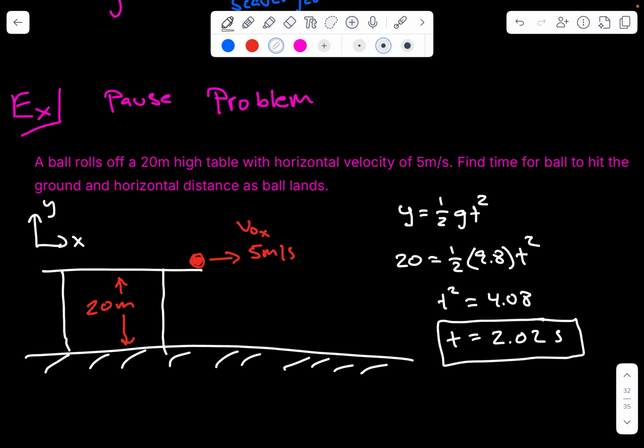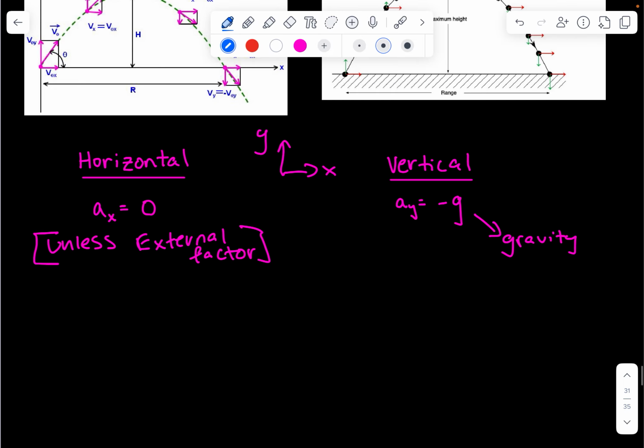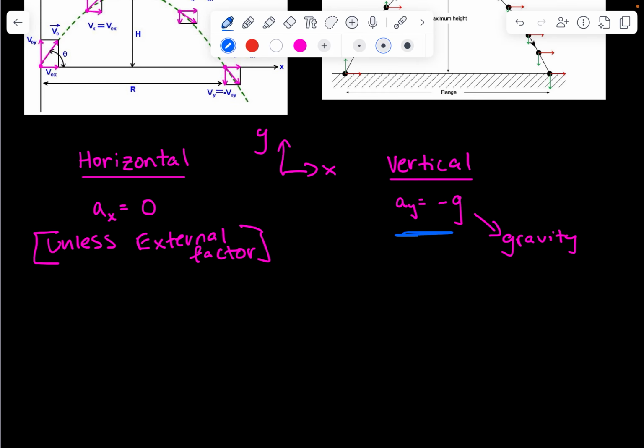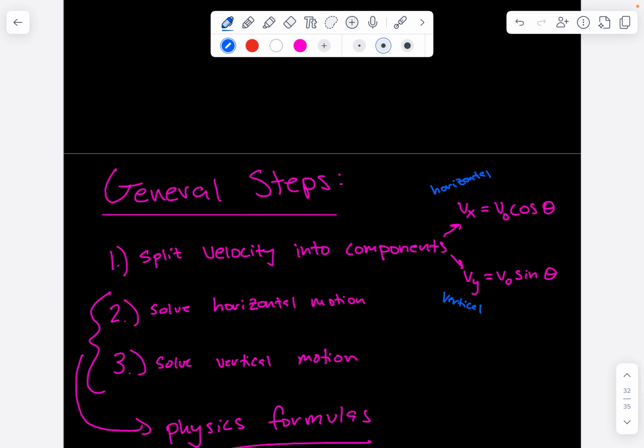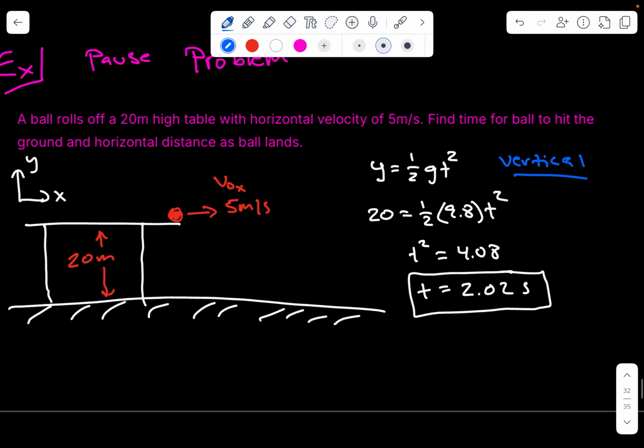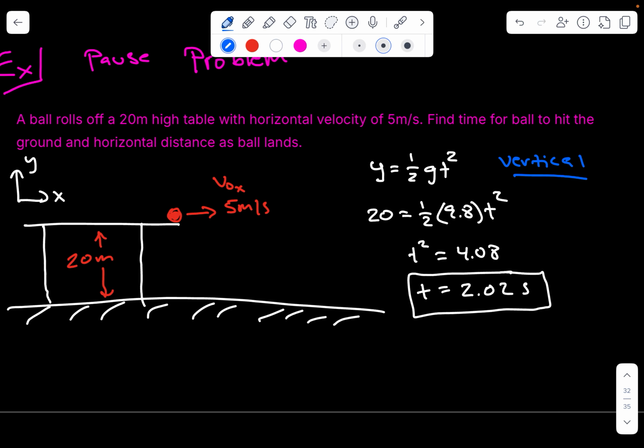Notice how we only used the vertical component. We didn't use the 5 meters per second. We only used the vertical component, the height, and the acceleration due to gravity, right? Because it's vertical, we know from above that there is an acceleration due to gravity, right? And that acts upon the object. So let's go ahead and now solve for our horizontal distance.